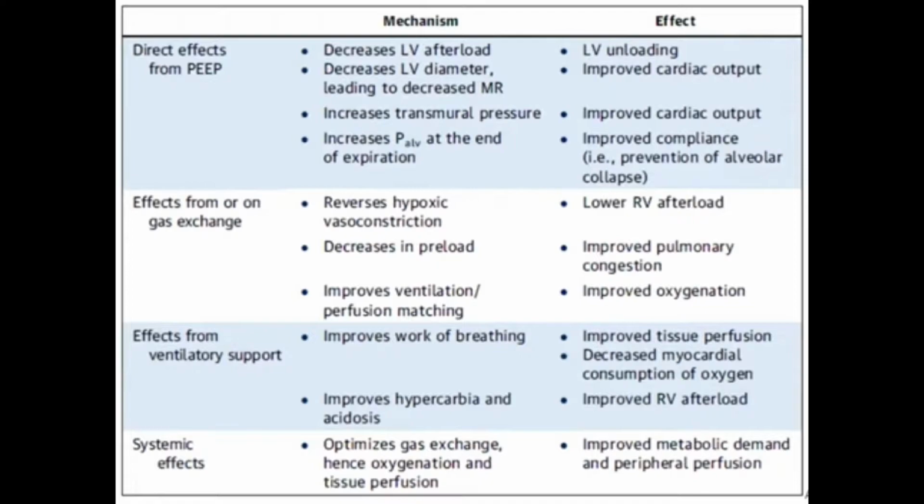When positive pressure ventilation is used to improve work of breathing, we can also see improved tissue perfusion. Improving this perfusion can decrease myocardial consumption of oxygen. When we improve hypercarbia or acidosis, we improve right ventricular afterload. There are systemic effects of positive pressure ventilation. This optimizes gas exchange, hence oxygenation and tissue perfusion. This leads to improved metabolic demand and peripheral perfusion.